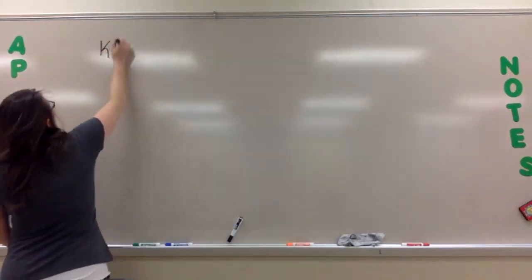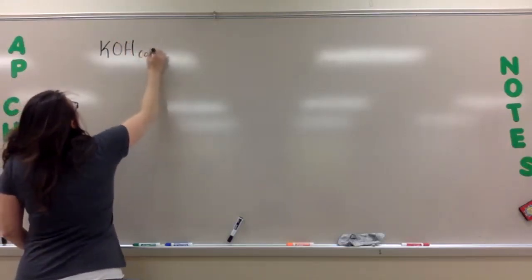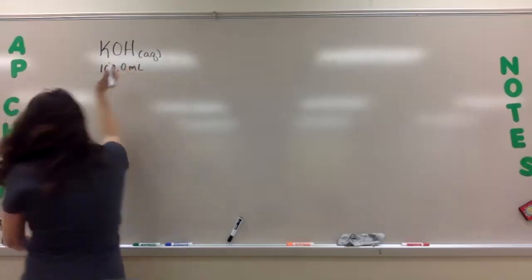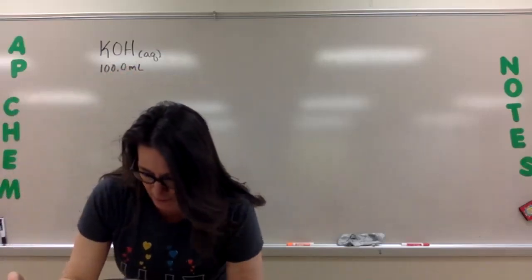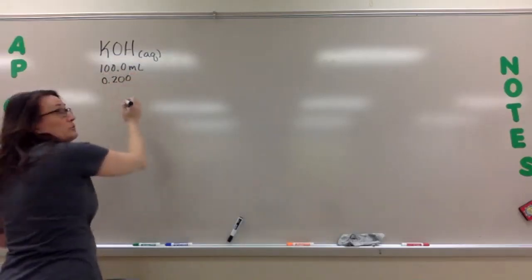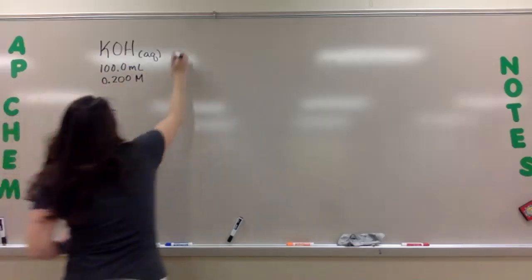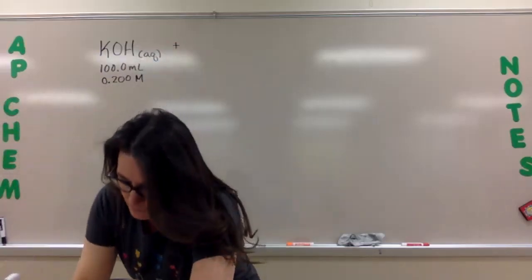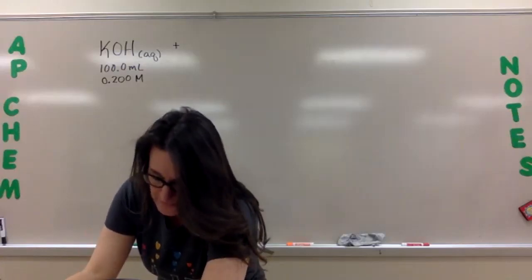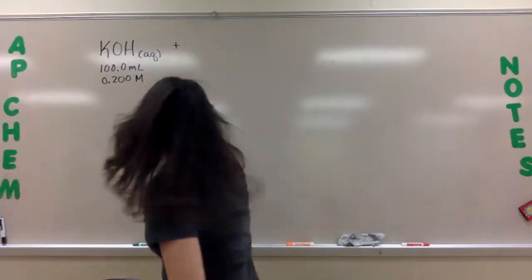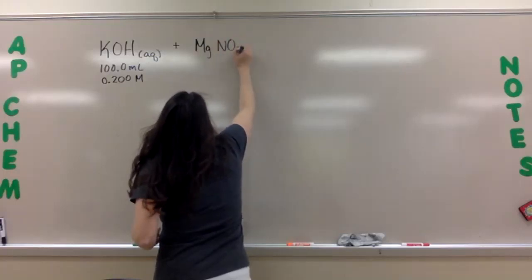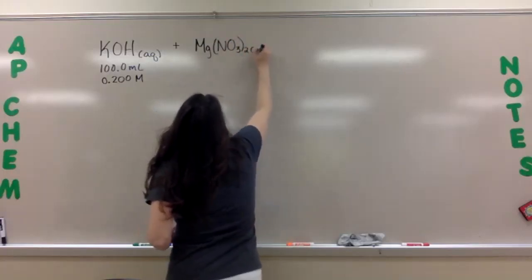So you have potassium hydroxide, aq, and what did I just say? 100.0. Add that in there. So you got 4 sig figs with this thing. And then it was 0.200 molarity. And then we're going to add it to, what does it say? It's mixed with or added to 100 mils of 0.2 molar magnesium nitrate, again aqueous. So magnesium is a 2+, nitrate is a 1-, so you're going to need that.